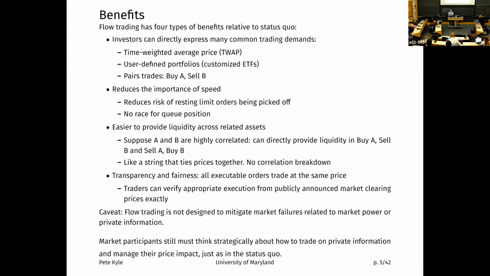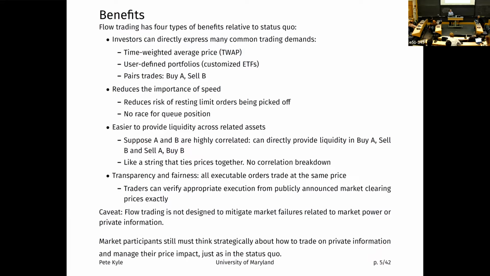It makes it easier to provide liquidity across multiple assets. A lot of times these assets are stocks of close substitutes, and so providing liquidity across assets can be quite important. If you take Berkshire Hathaway stock, there are two different versions of it that trade. They're basically identical, so they should have prices that are related by a linear formula. This makes implementing that very easy.